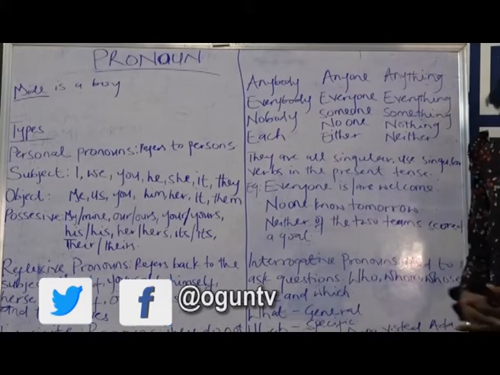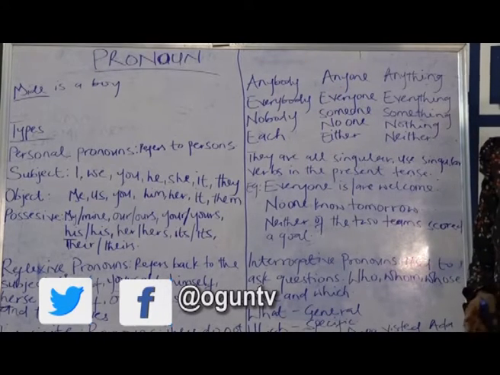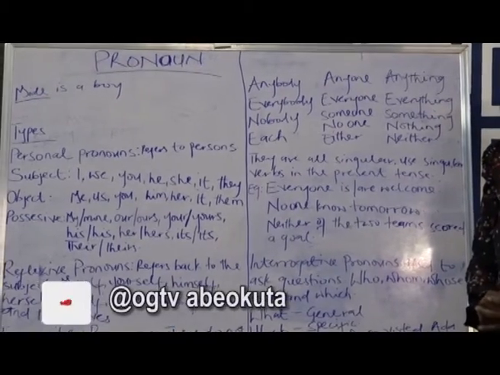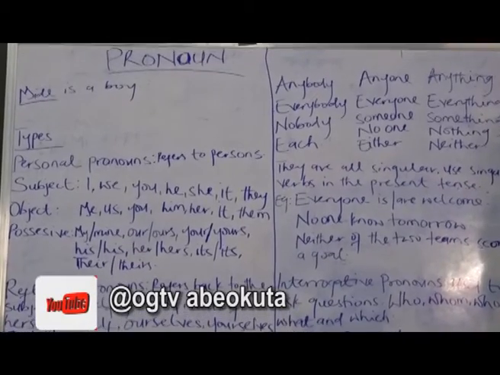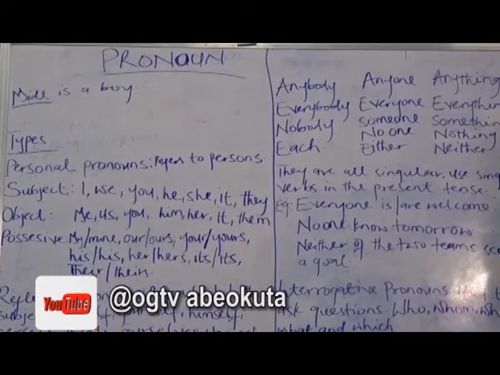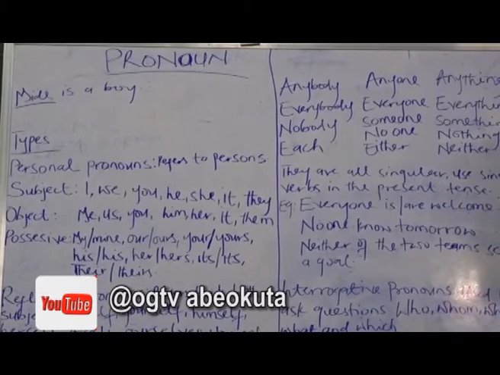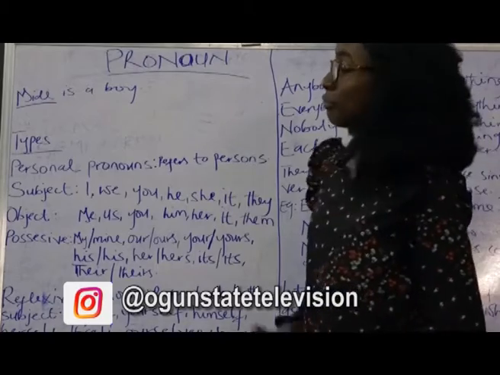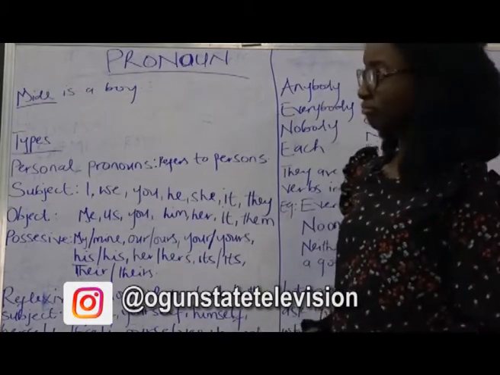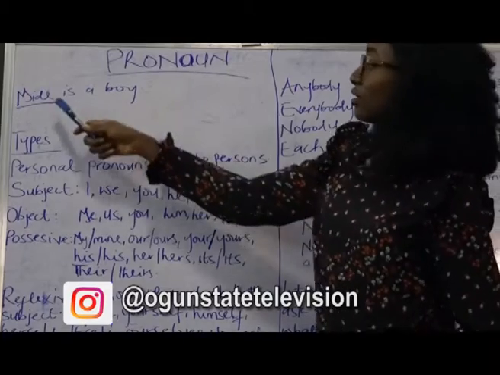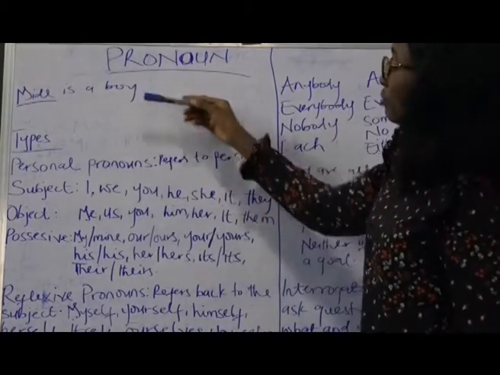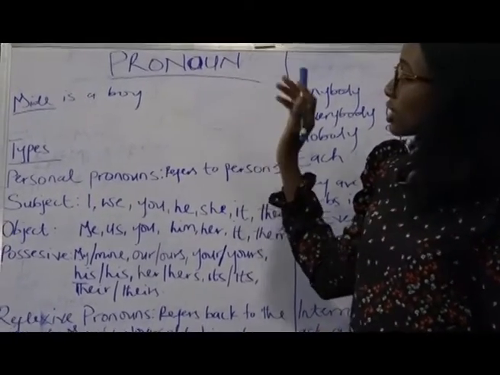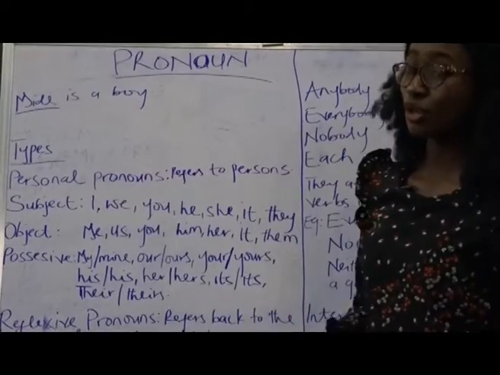Now, the pronoun is the second part of speech, and it is the part of speech that can take the place of a noun in a sentence. It can replace a noun, and the sentence will still make complete sense. Now, let us take a look at the sentence we have on the board. Mide is a boy. We have 2 nouns here, Mide, which is a proper noun, and boy, which is a common noun. But our main focus is Mide, which is the proper noun.